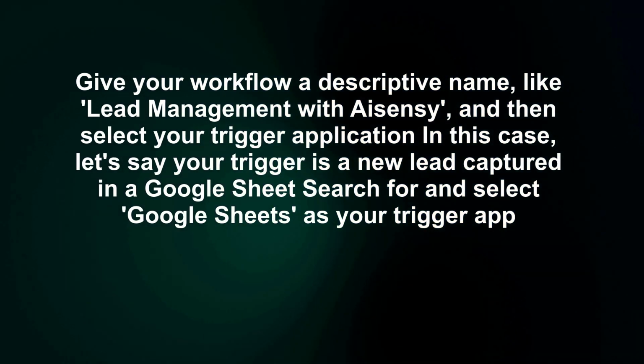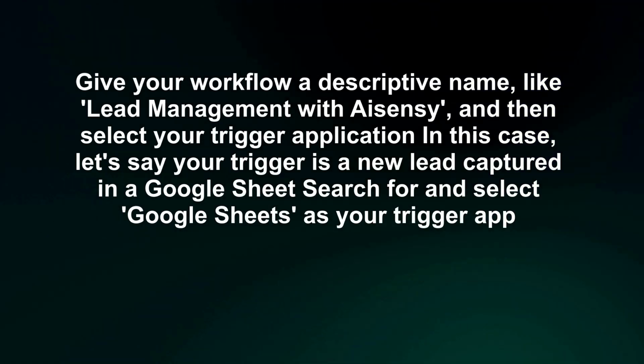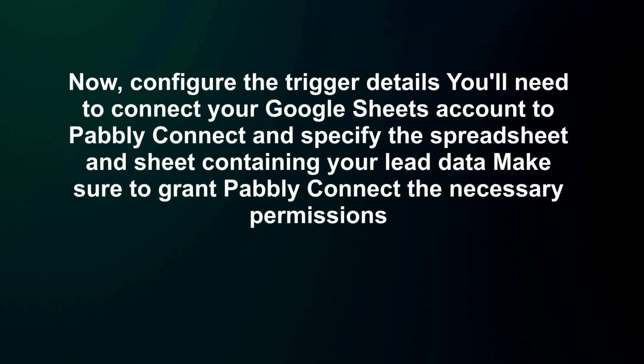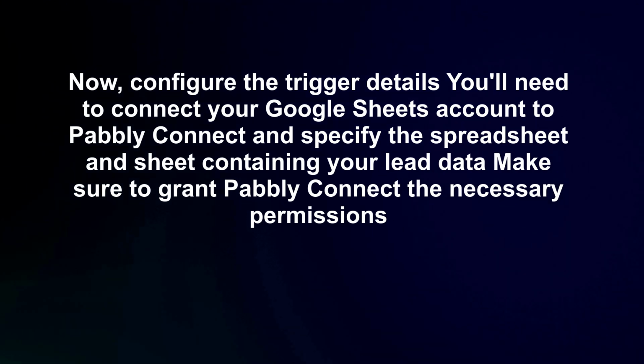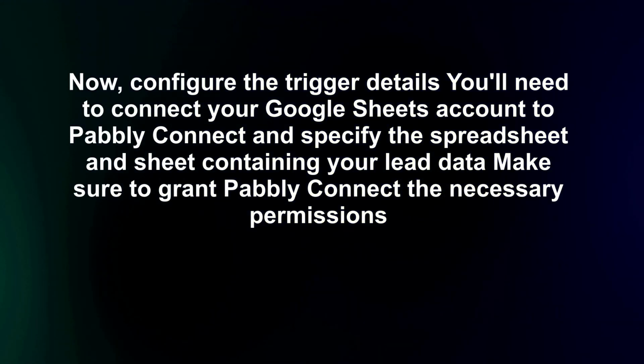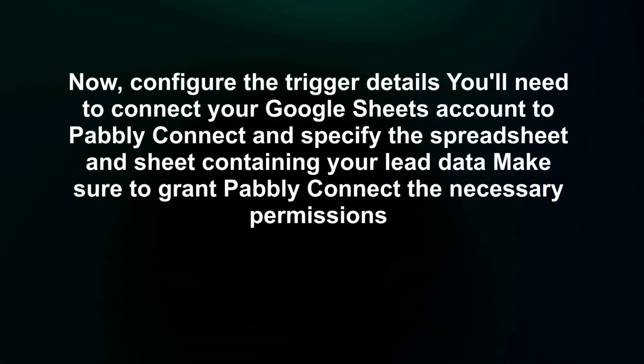In this case, let's say your trigger is a new lead captured in a Google Sheet. Search for and select Google Sheets as your trigger app. Now, configure the trigger details. You will need to connect your Google Sheets account to Pabbly Connect and specify the spreadsheet and sheet containing your lead data. Make sure to grant Pabbly Connect the necessary permissions.